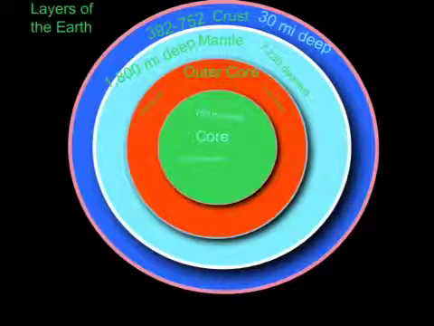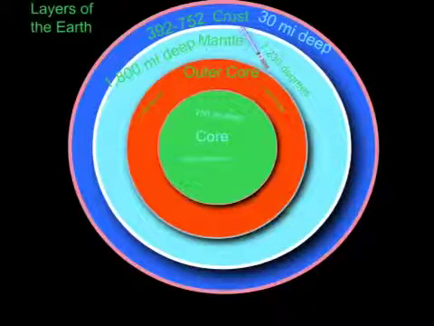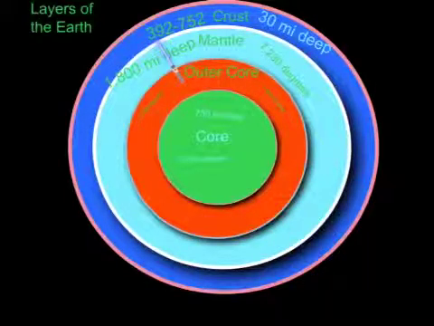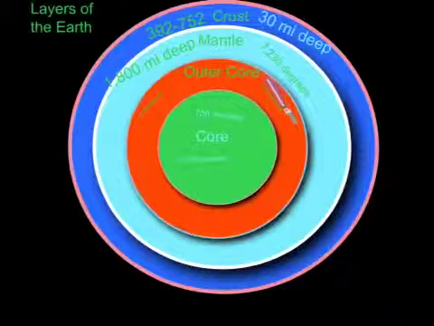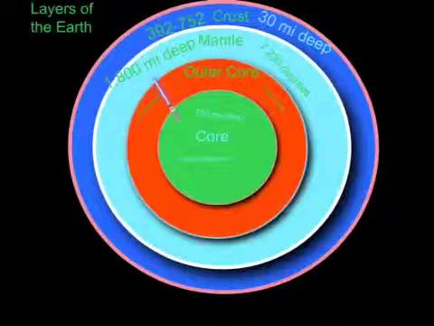Layers of the Earth. So the first layer of the Earth is known as the crust. It is 30 miles deep, and it is between 392 to 752 degrees Fahrenheit. In the mantle, it is 7,230 degrees Fahrenheit and 1,800 miles deep.